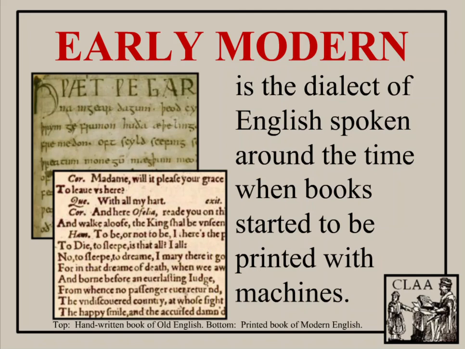If you look at the pictures on your screen, you can see on the top that books were printed by hand. Scribes would write out the books. Later, books started to be printed with machines. You can see in the bottom picture what a book looks like that's printed with a printing press.